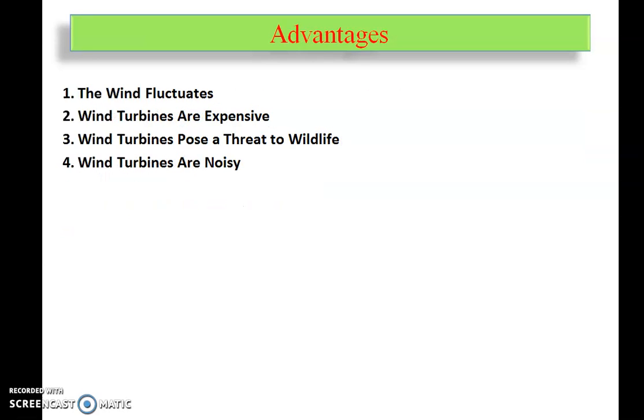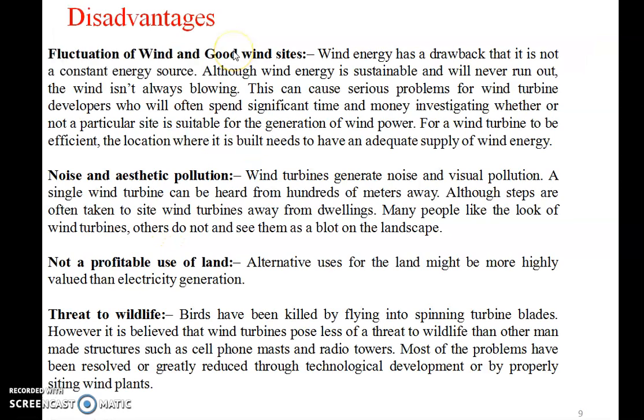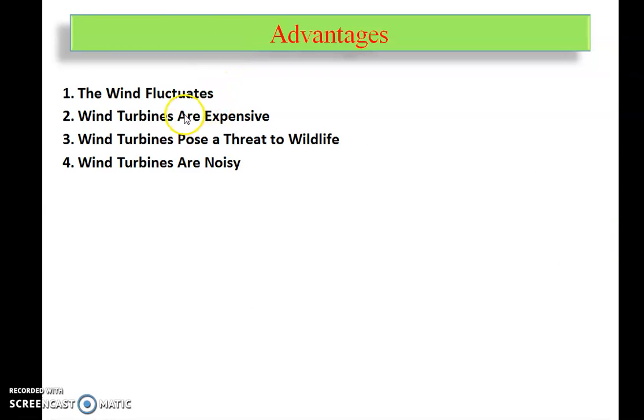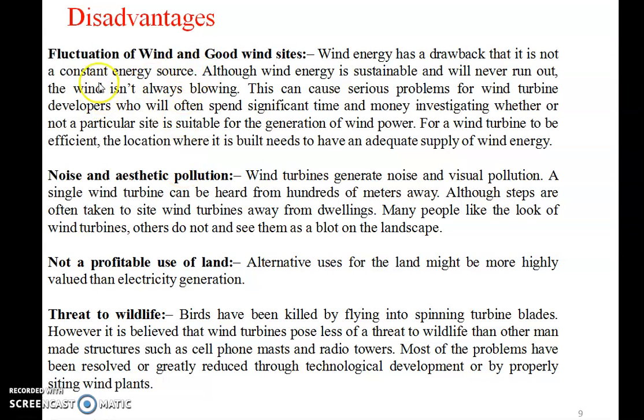Along with this, there are again, actually, these are the disadvantages. I mentioned the advantages, but actually these are the disadvantages. The wind fluctuates. The wind turbines are expensive. Wind turbines pose a threat to wildlife. Now here these are the disadvantages. Then fluctuation of the wind and good wind sites.